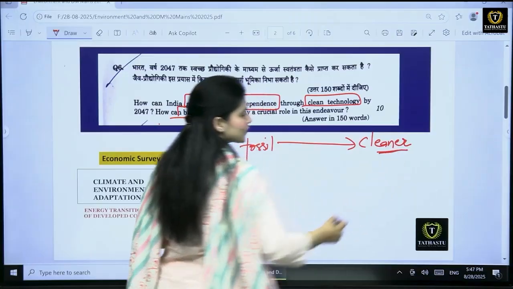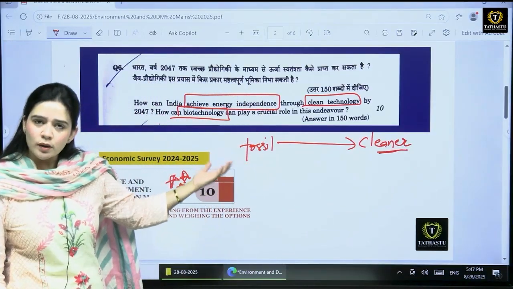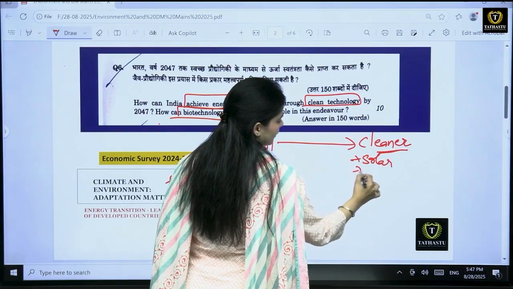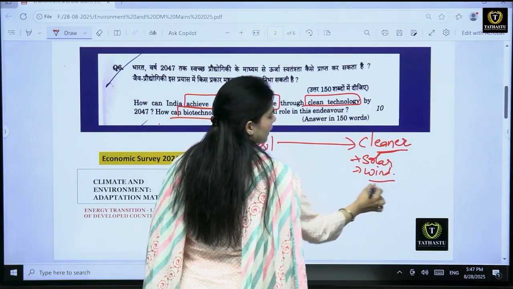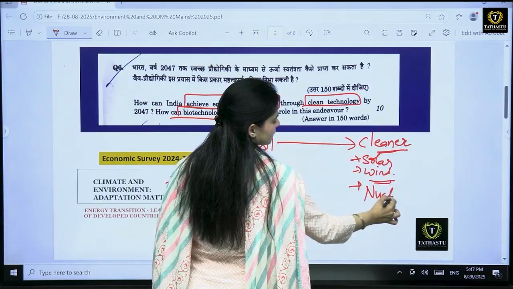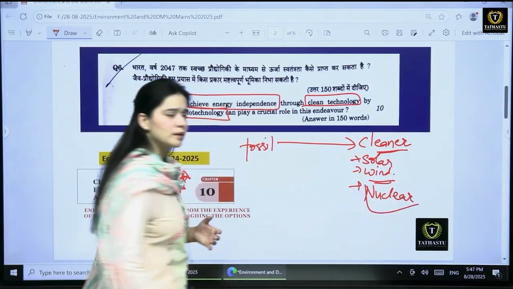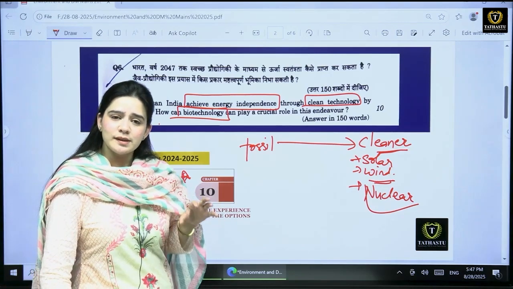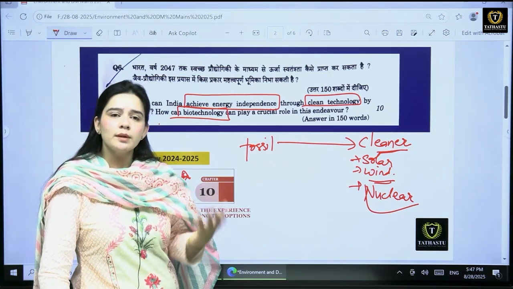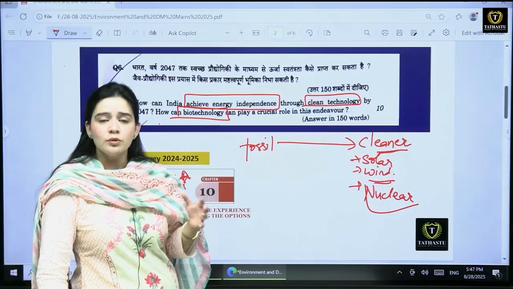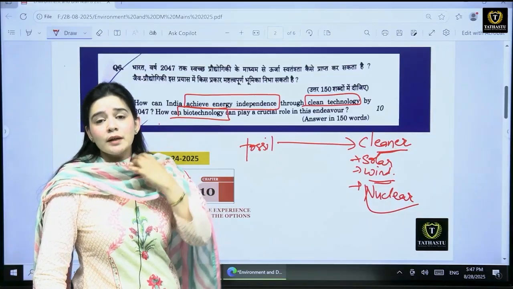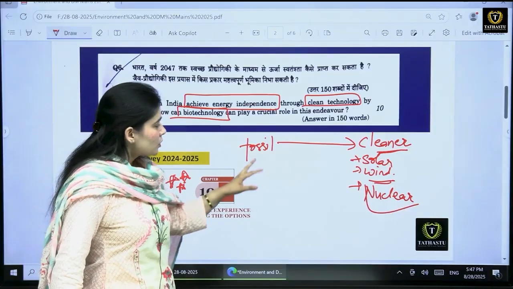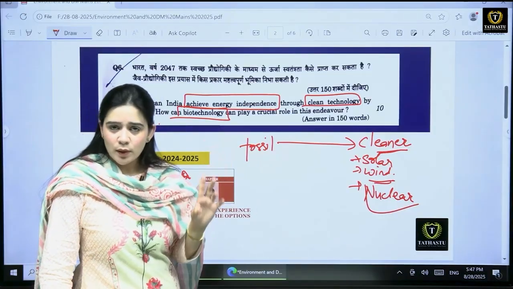When we talk about cleaner energy sources, we have solar energy, hydro energy, wind energy, and also nuclear energy. That is also another alternative for fossil fuels. But at present, even the developed countries have not come to that maturity where we can replace fossil fuels. We are not in that position right now.